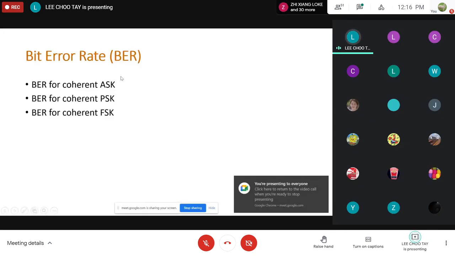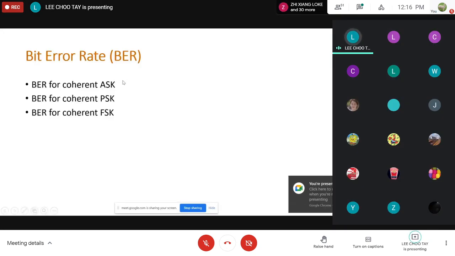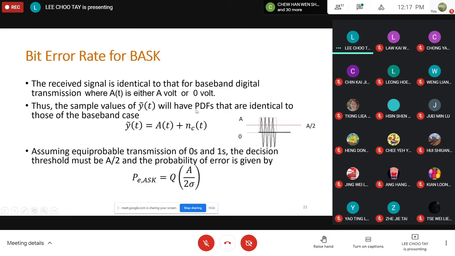All right, so in this second half of the lecture, we are going to look at the bit error rate, or the probability of error, for coherent ASK, PSK, and FSK modulation techniques. All right, so bit error rate for binary ASK. If you look at binary ASK, the received signal actually is the same as the baseband signaling.